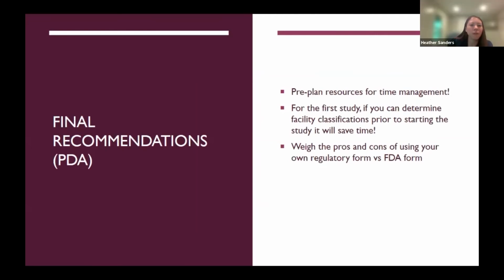And my final recommendations would be to pre-plan resources for time management, detecting and solving any classification issues prior to the start of the study, and then weighing the pros and cons of using your own regulatory form versus the FDA form early enough to train and utilize any additional resources as necessary. Next slide, please.